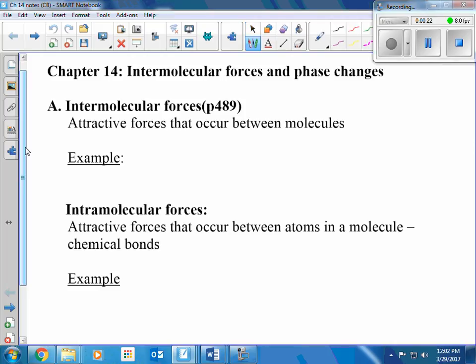So first thing is called intermolecular forces and phase changes. Now, intermolecular forces probably don't mean a lot to you, but hopefully a phase change does, in that we're going from a solid to a liquid, liquid to a gas, or back down, and we're going to draw a phase diagram here of that in just a moment. So intermolecular forces, they're attractive forces that occur between molecules.